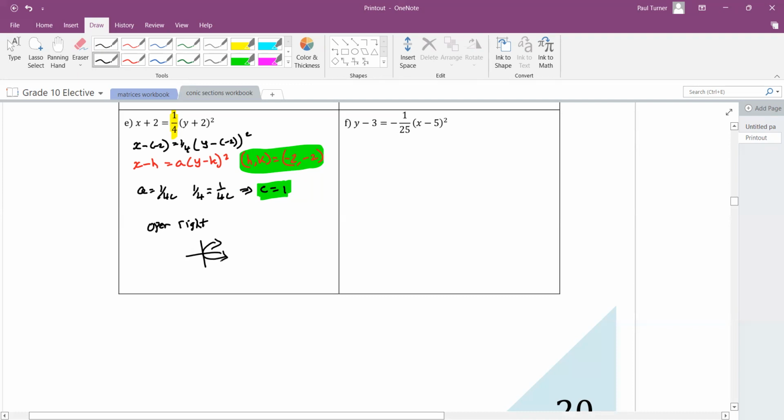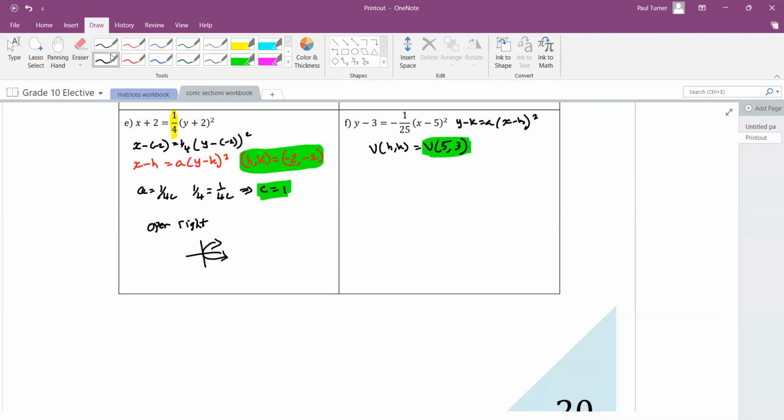In question F, it looks like we have an equation of the first form. And to remind you, that would be y minus k equals a(x minus h) squared. So we can match that up almost perfectly, and we'll get our vertex, which is h, k. So the vertex would be h, which is 5, and the k value is 3. So that's our vertex.